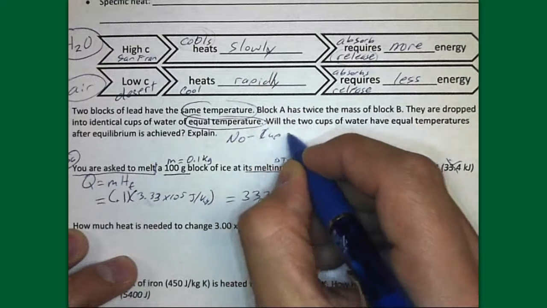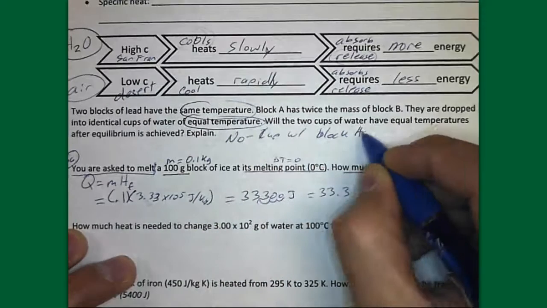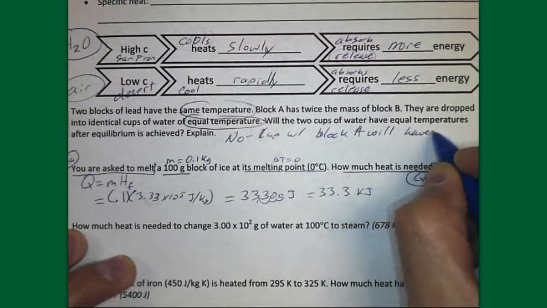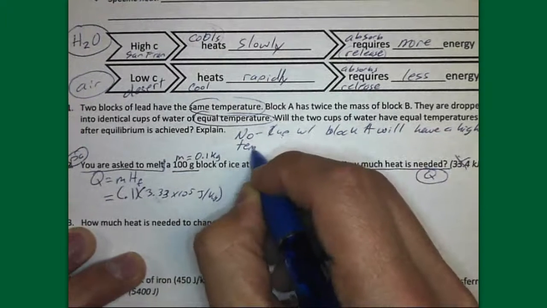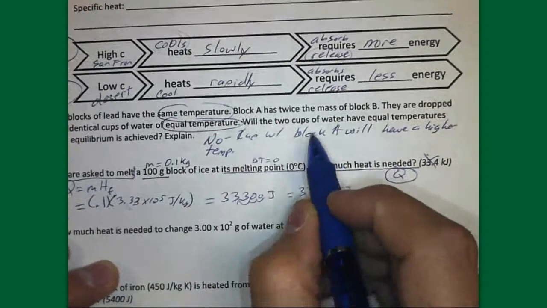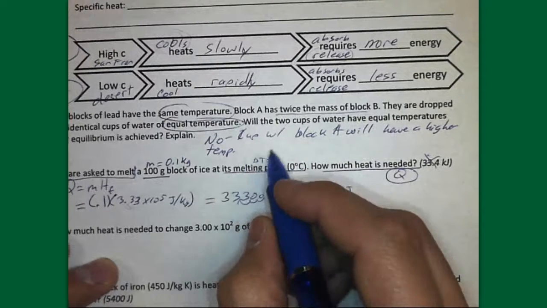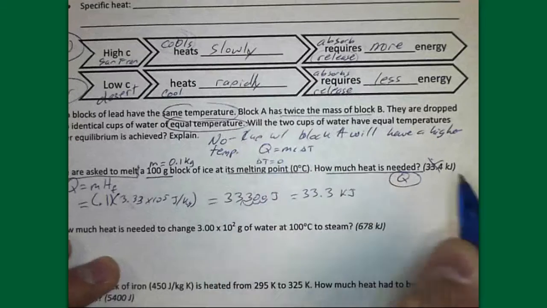The cup with block A will have a higher temperature. Whatever cup block A went into, since it has twice the mass, it will have a higher temperature. And here's the reason. Let's look at this equation. Q equals mc delta T.